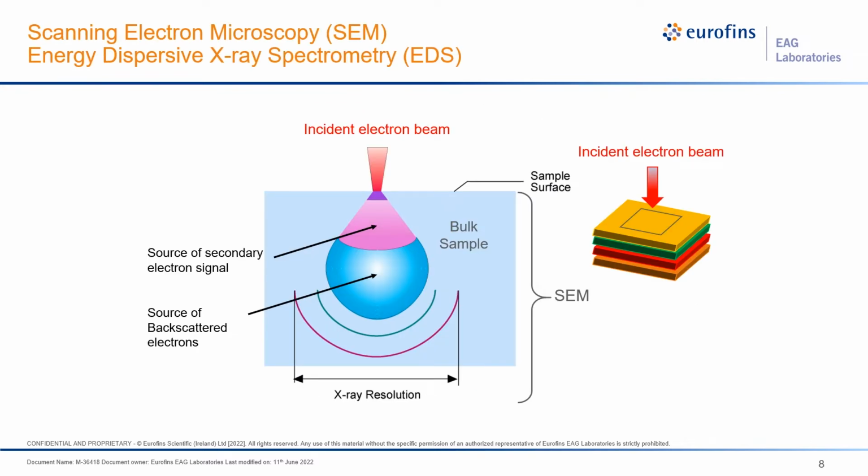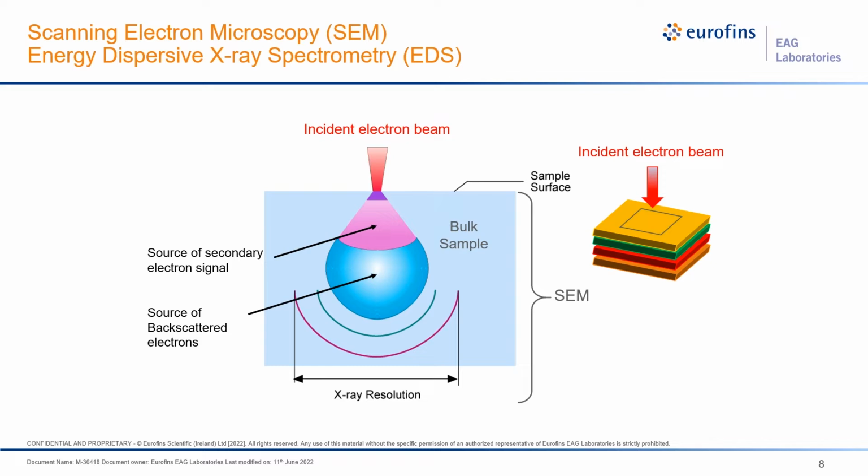Here is a schematic representation of scanning electron microscopy, or SEM. An electron beam is scanned over a surface, exciting a certain volume of the sample. Detailed images are generated by collecting the secondary and backscattered electrons. The X-rays generated from the sample are indicative of the elements within that volume.